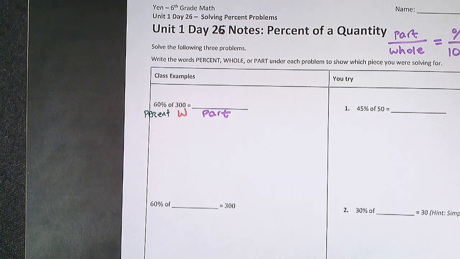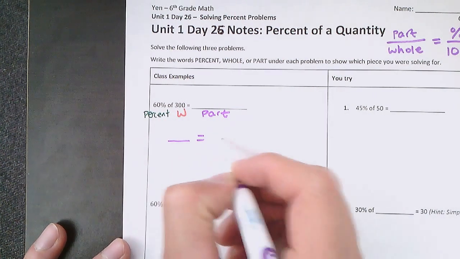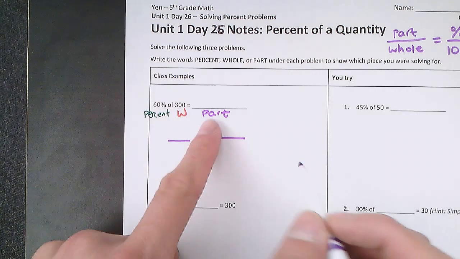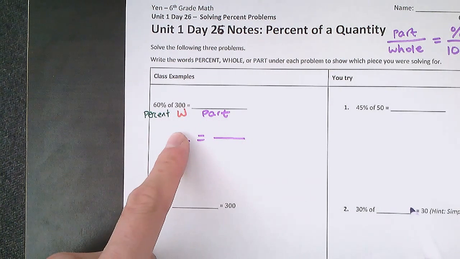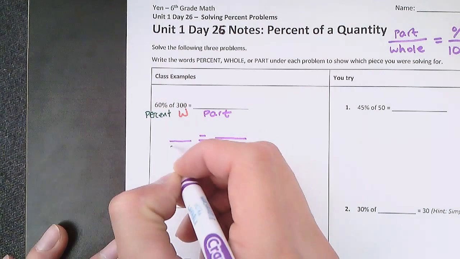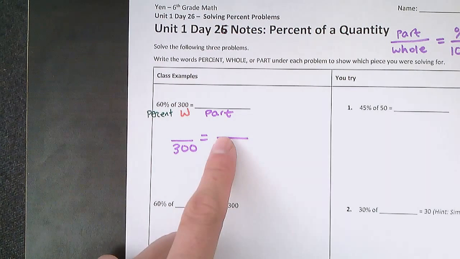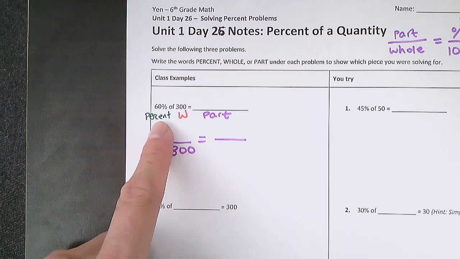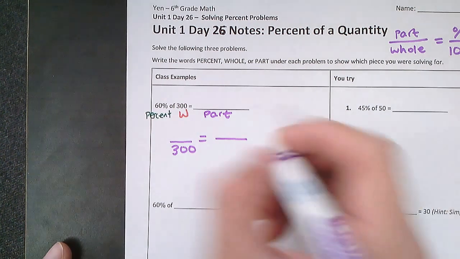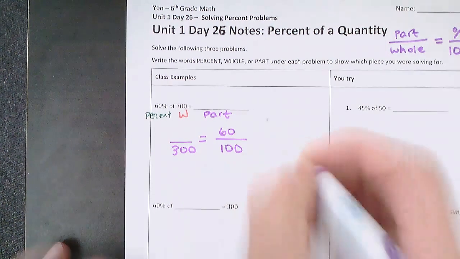And let's set up what we know. So we're going to have an equivalent ratio, and we want to figure out what the part is. We know the whole is 300, so the part out of 300 is going to be equal to our percent. And our percent in this case is 60%. So I'll write that in here. 60 out of 100.